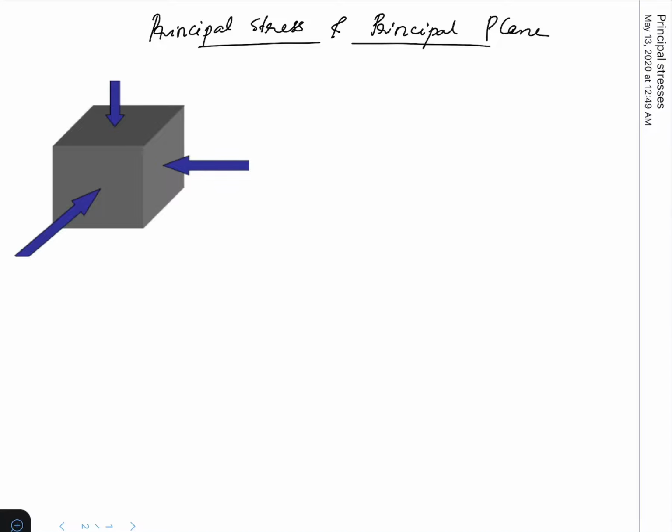Let us study about principal stresses and principal plane. What do you mean by a principal plane? A principal plane is a plane in which shear stresses are absent, or are zero. See, this is a 3D element. In this 3D element there exist three perpendicular planes in which shear stresses remain zero.